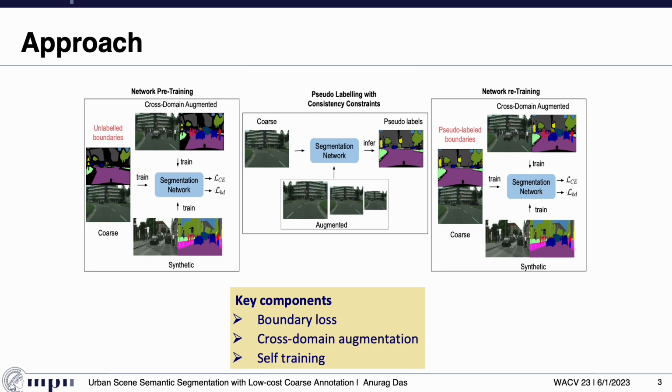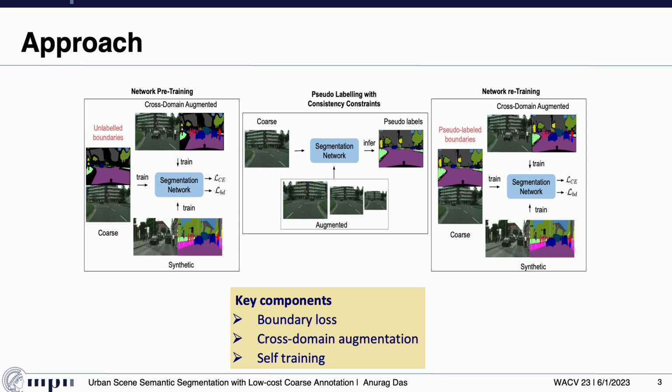In the next phase, we have pseudo-labeling with consistency constraint. Our motivation is to obtain correct pseudo-labels for the unlabeled regions of the coarse data. For this, we perform different augmentations of the input coarse data and make sure that the network predicts the same pseudo-labels for the different augmentations. After pseudo-labeling with consistency constraint, we have the network retraining phase.